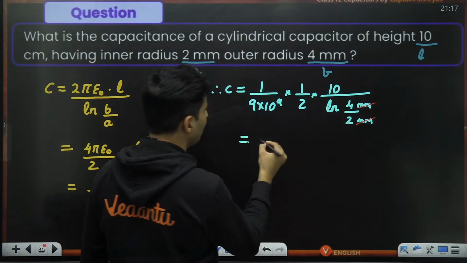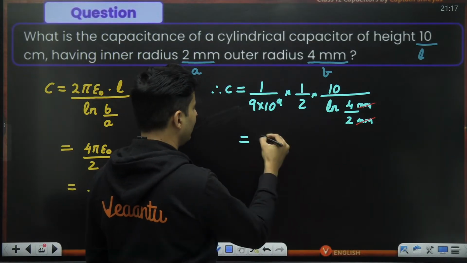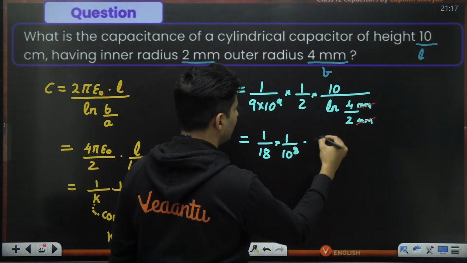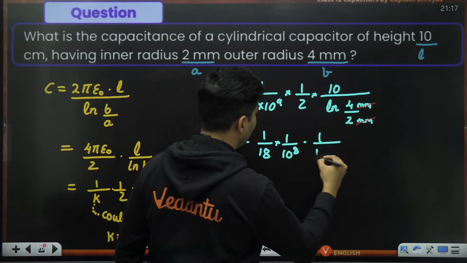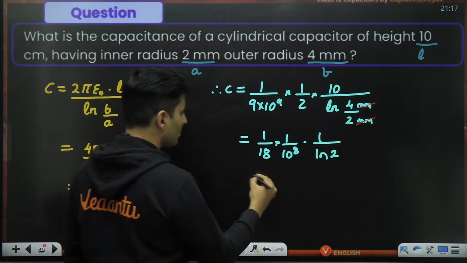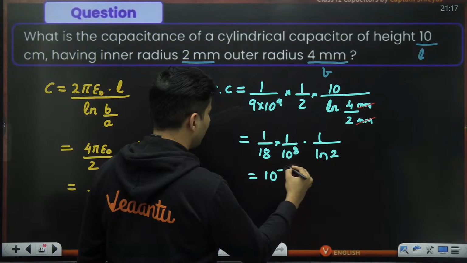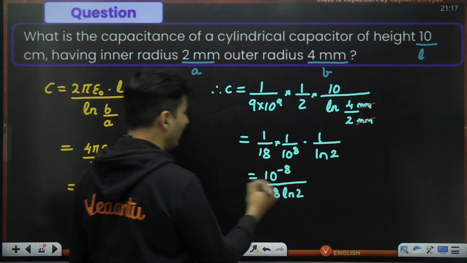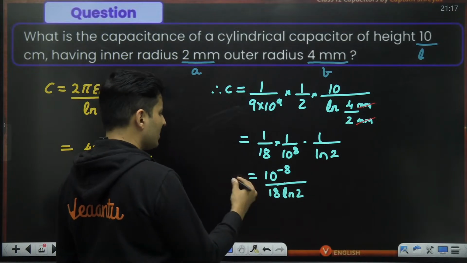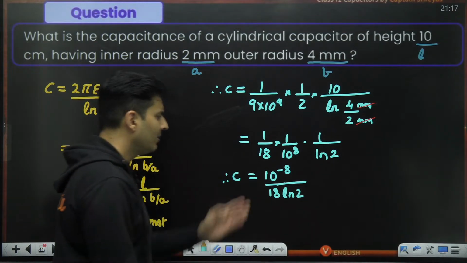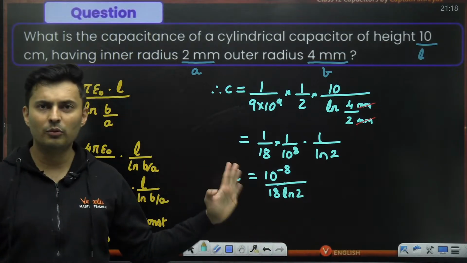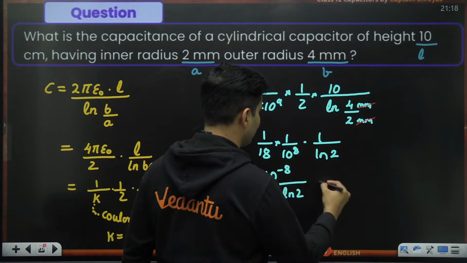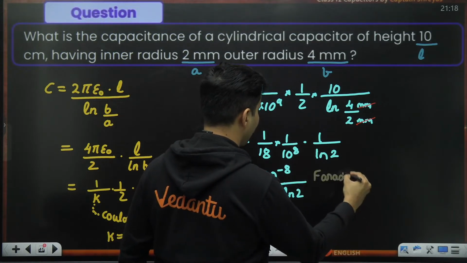So this 10 will cancel, 9 2s are basically 18, and this will be 10 to the power 8, and this will be 1 divided by log of 4 by 2, which is 2. So this will be nothing but 10 to the power minus 8 divided by 18 log 2. If you want, you can put the value of log 2 and substitute and get decimal places. But yeah, this is the simplest way. Before substituting, the answer will be this, and of course it will be in farads.